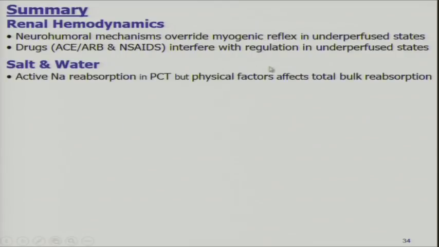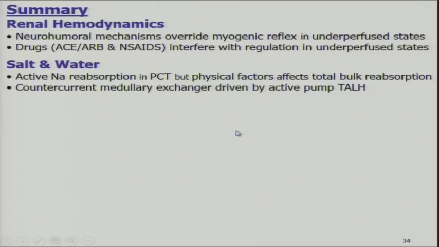So my last slide here is to summarize the renal hemodynamics. Neurohumoral mechanisms override the myogenic reflex in underperfused states, independent of the cause of the underperfused state. Drugs I mentioned, ACE inhibitors, ARBs, NSAIDs, interfere with regulation in underperfused states. Salt and water: active sodium reabsorption in the proximal tubule, but it's the physical factors that affect bulk, total bulk, salt and water reabsorption.